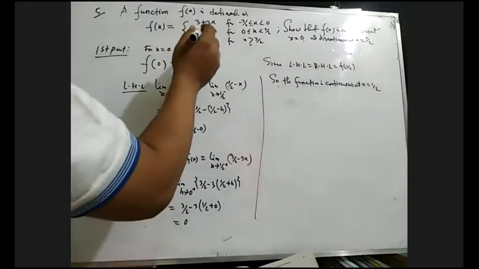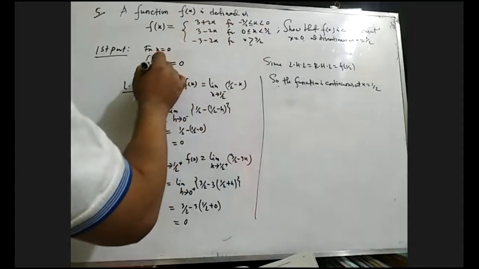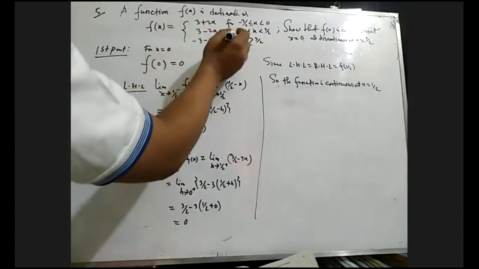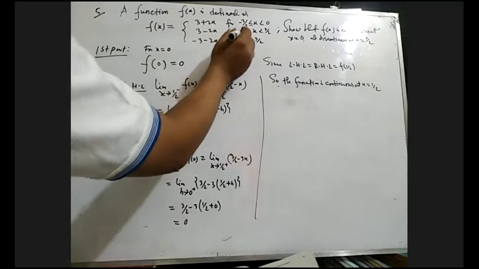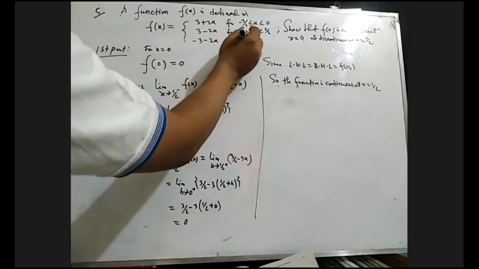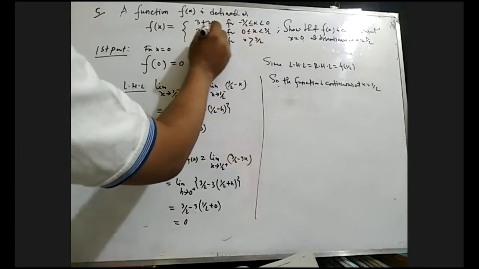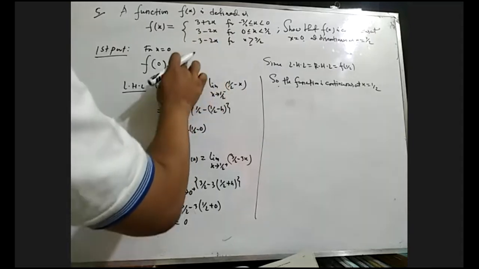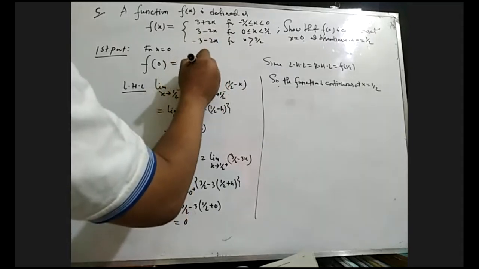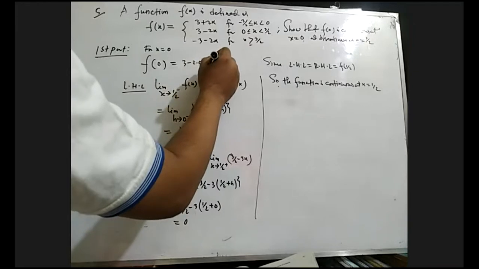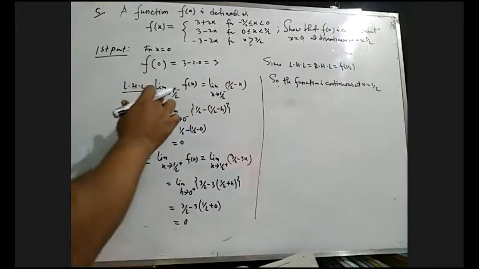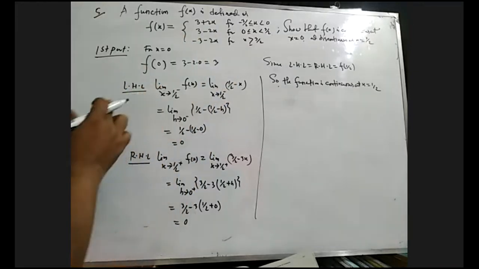So for x equals 0, f of 0 equals what? 0 less than or equal to x. That means x equals 0 lies in this part of the function. So 3 minus 2 into 0, this equals 3. Now the left hand limit, we have to find out at 3 by 2.